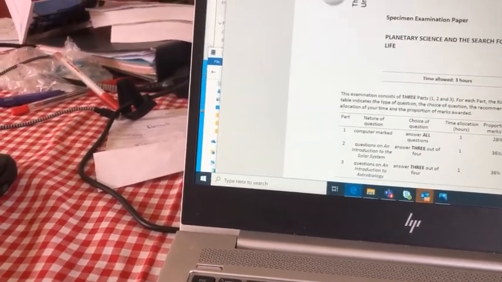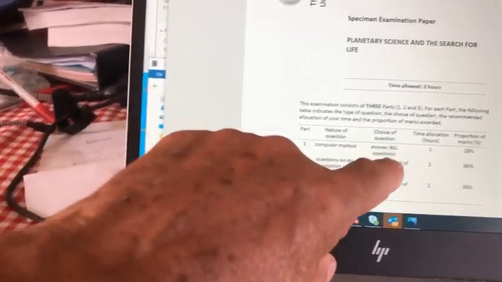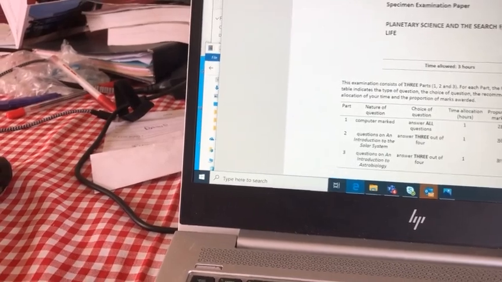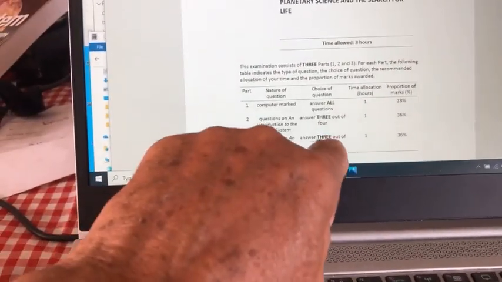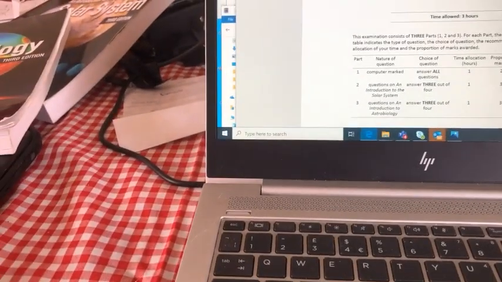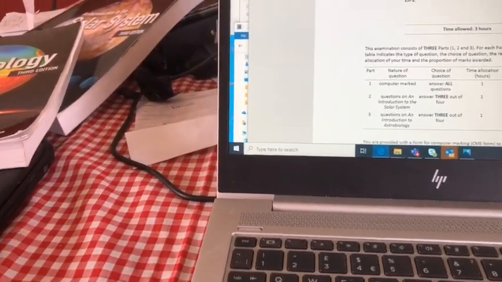But short answer questions. Then there's part 2, which is 4 questions. You choose any 3 of them, and they're based on book 1, Introduction to the Solar System. Then part 3 is another choice of 3 out of 4 questions based mainly on book 2, Introduction to Astrobiology. So let's have a look at these questions.